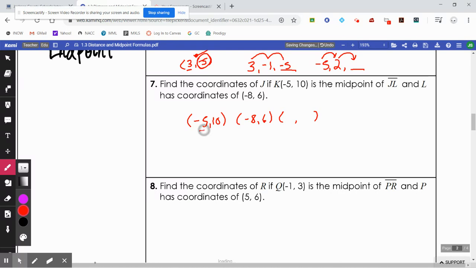So simply look at your x values, -5, -8. We went down 3, so go down 3 more. That'd be -11. From 10 to 6, we went down 4, so go down 4 more, and that'd be 2. So -11, 2 would be our other endpoint.